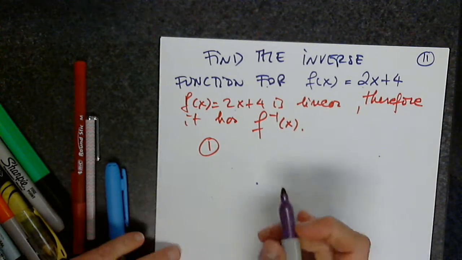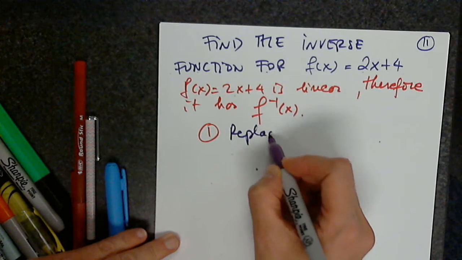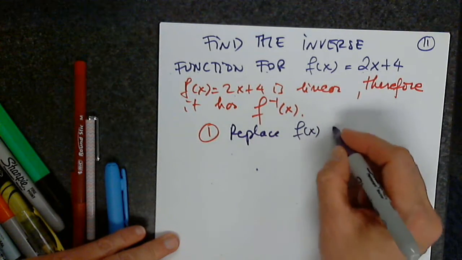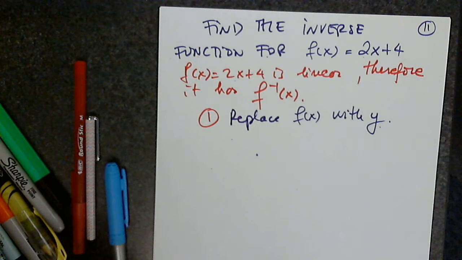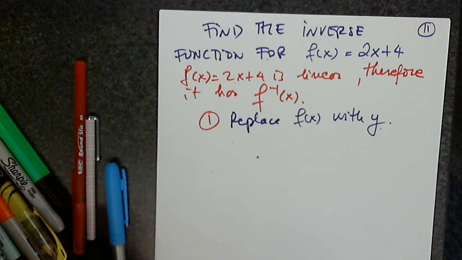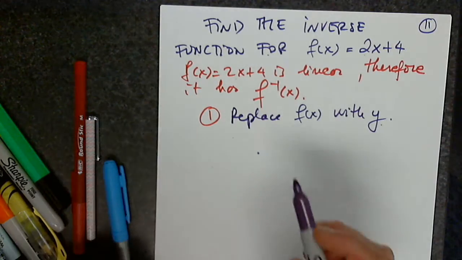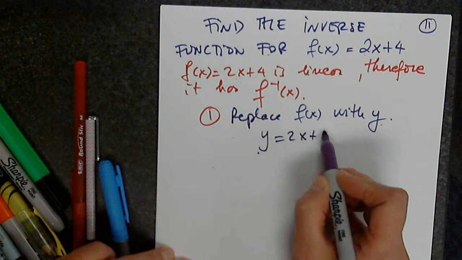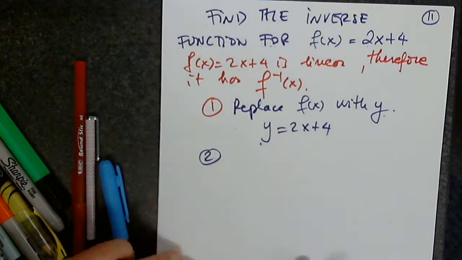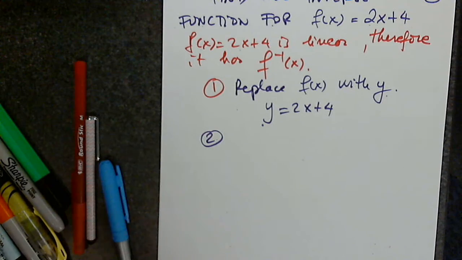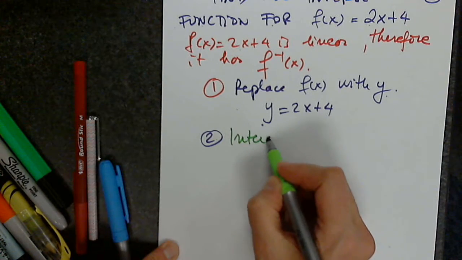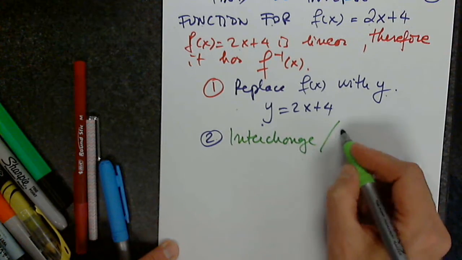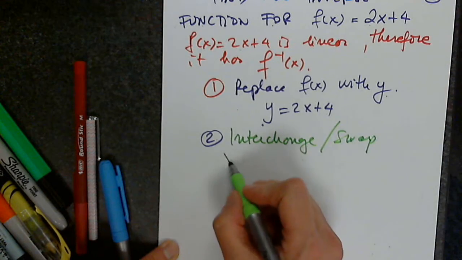Good. Step 1. Replace f of x with y. Am I allowed to do that? Are they the same? Do they mean the same thing? Yes, they do mean the same thing. So y equals 2x plus 4. In step 2, interchange or swap x with y.